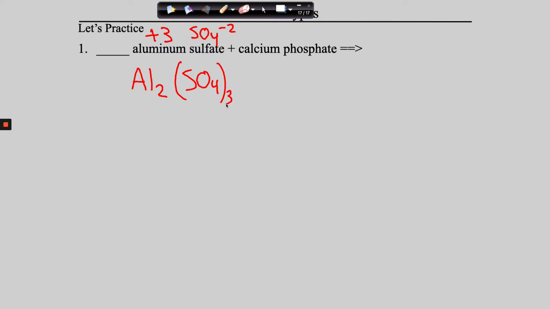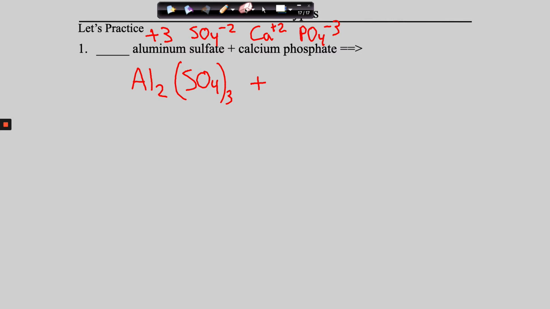So there's one reactant. Guys, if you need a refresher on writing chemical formulas, there's a screencast. Come talk to me. You've got to be able to write chemical formulas. Now, calcium is Ca, it's +2. Phosphate is PO4, and it's -3. So guys, again, 2 and 3 meet at 6, right? So how many positive 2 Cas do we need? 3.